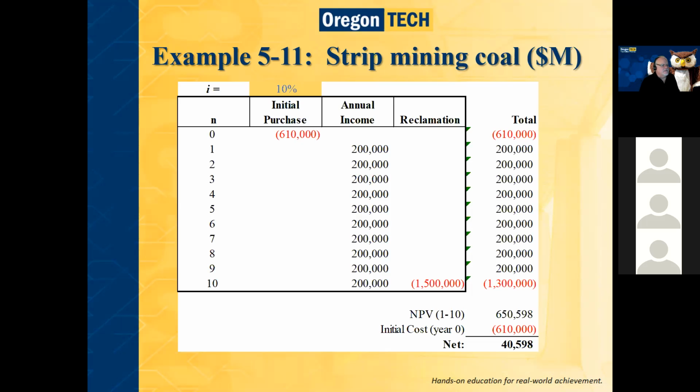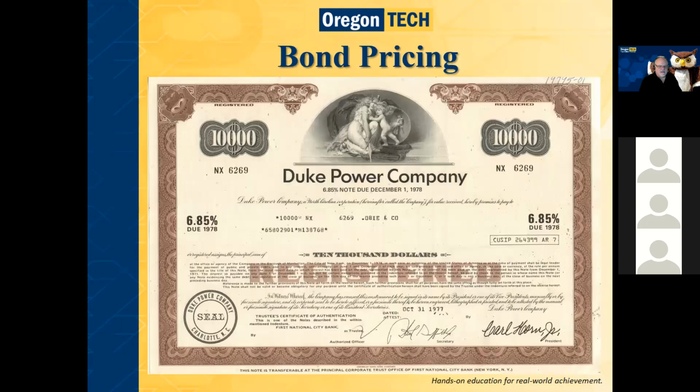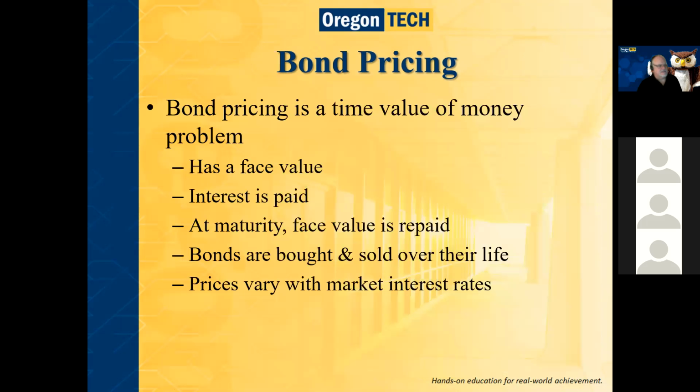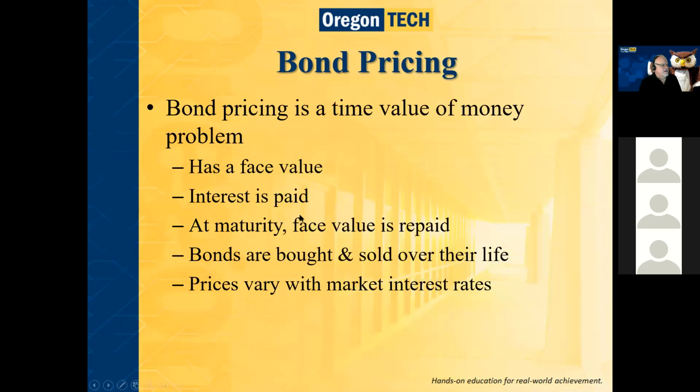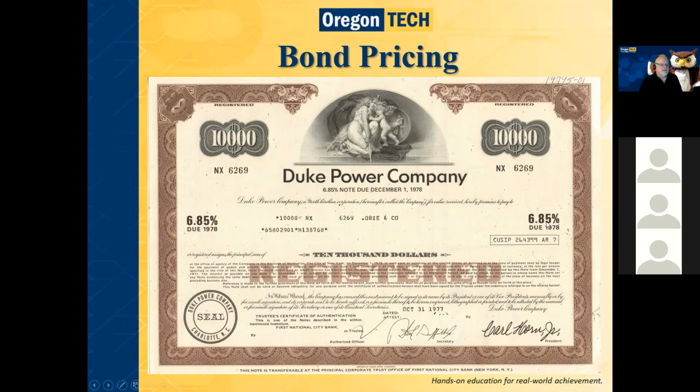Okay, now the big one we're doing last is bond pricing. And this is because it's out there in the real world. This is a bond, a real bond. Bonds have certain things on them, like this. It has a face value, $1,000. That's how much it is. Interest paid, 6.85%. That's the interest rate.